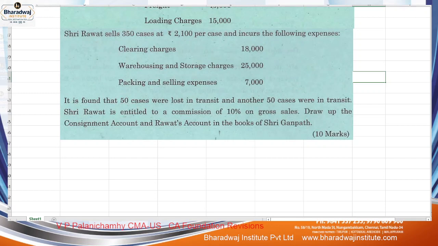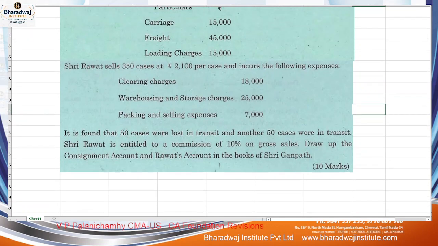Another 50 cases were in transit. Okay, that means not lost. There is closing stock. Shri Rawat is entitled to a commission of 10% on gross sales. Draw the consignment account and Rawat account in the books of Ganpat.